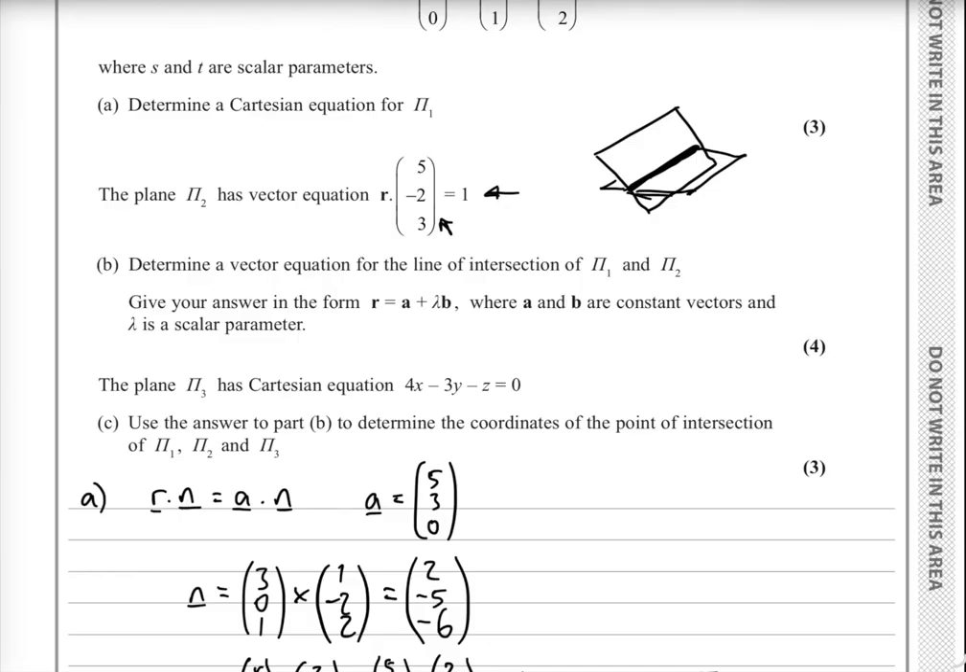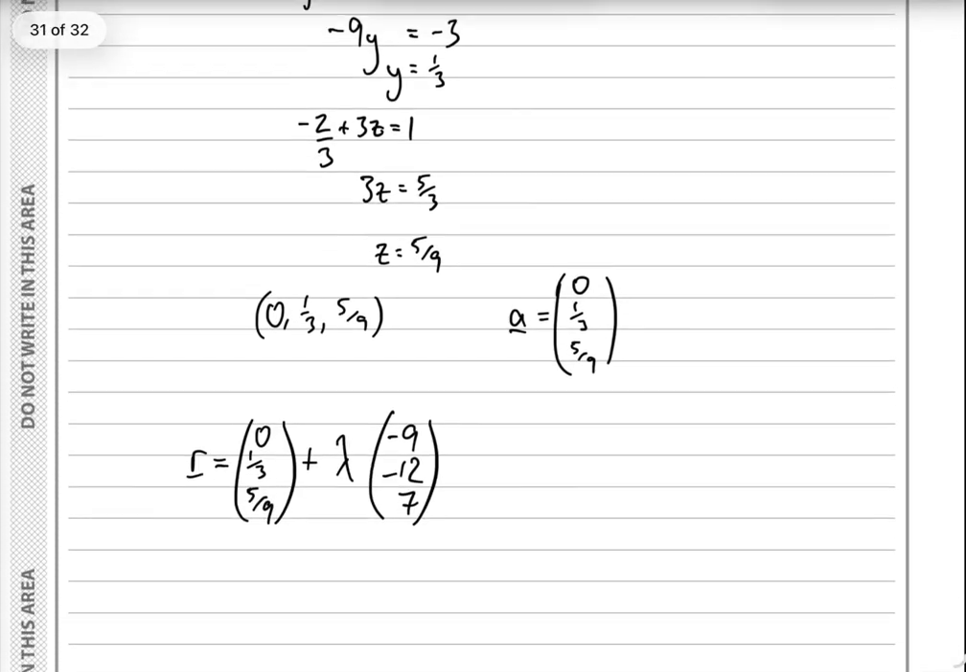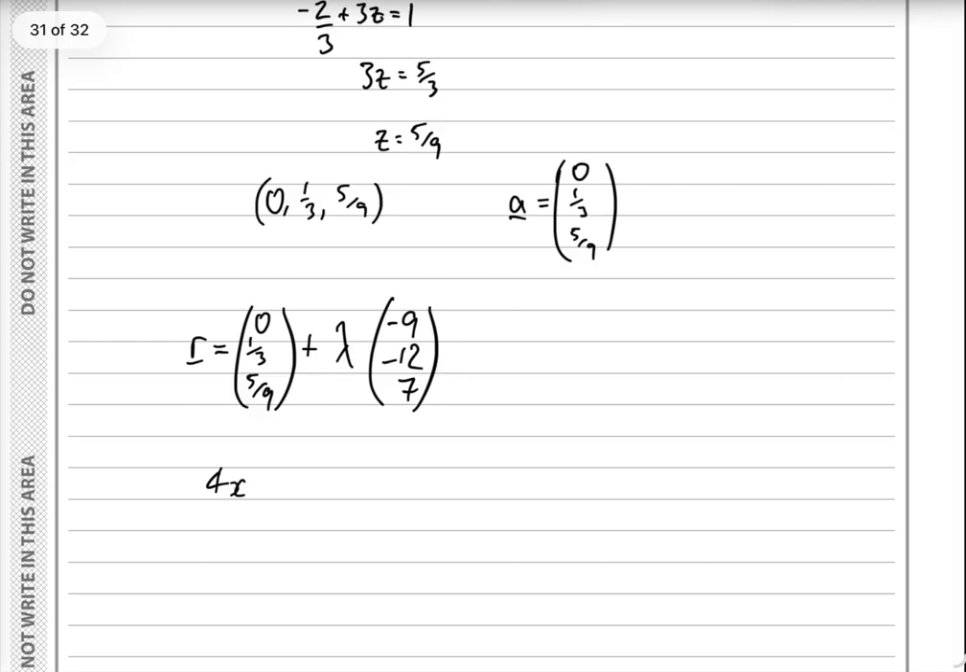Moving on to finish the question, the plane pi 3 has a Cartesian equation 4x minus 3y minus z equals 0. Use the answer to part B to determine the coordinates of the point of intersection of all three planes. Now we don't need all three planes because we've just found the line of intersection of the first two, so we just need the line equation and this plane equation here. Where do they intersect? 4x minus 3y minus z equals 0. This is part C.